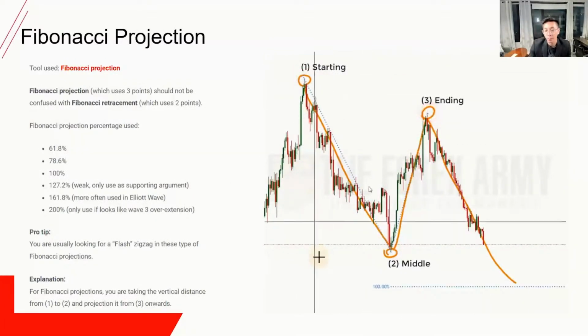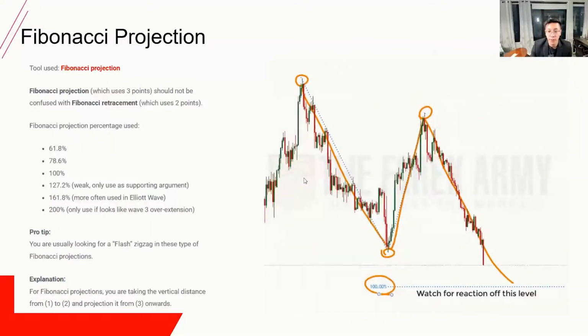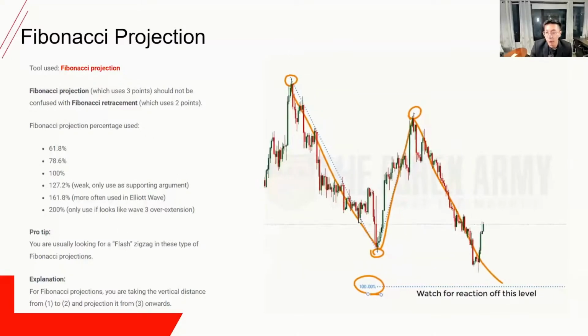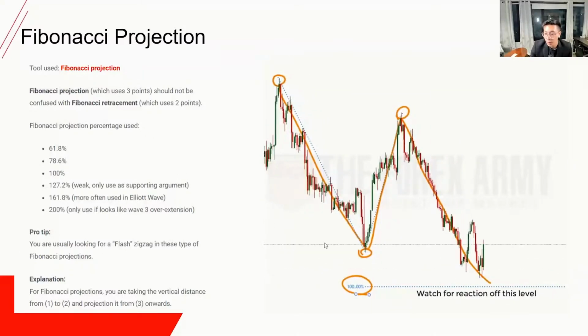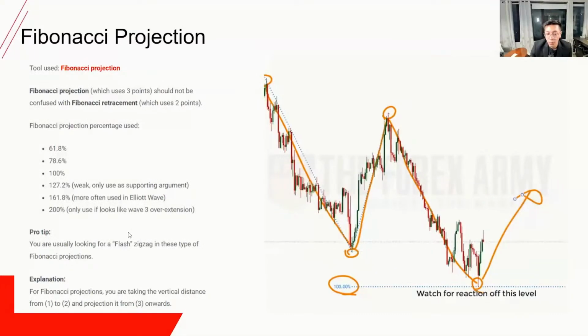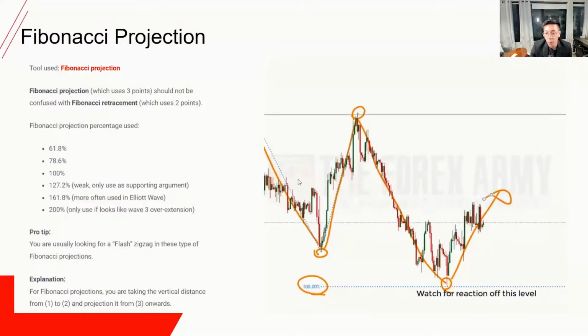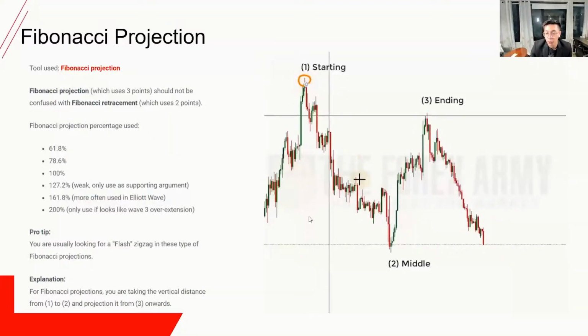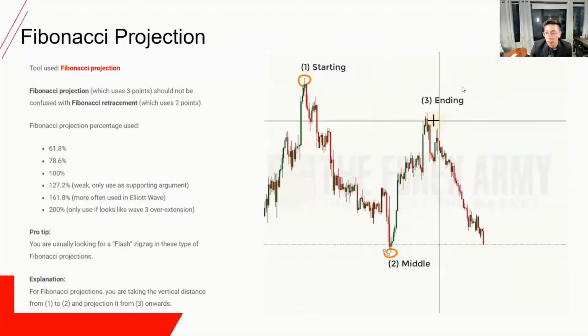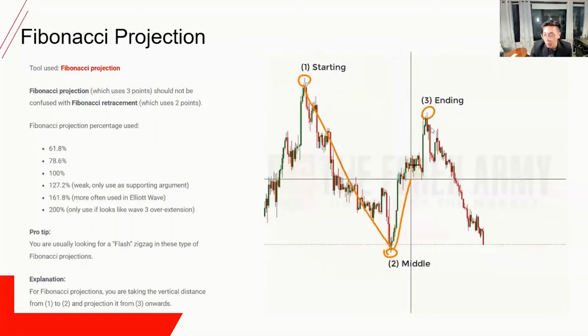You are usually looking for a flash zigzag, same thing as in this type of Fibonacci projections. You can see we have a 100% FIB projection right here. Price actually touched this area and then went up. For FIB projections, you are taking the vertical distance from point 1 to point 2 and projecting it from point 3 onwards. Here you're projecting it downwards.